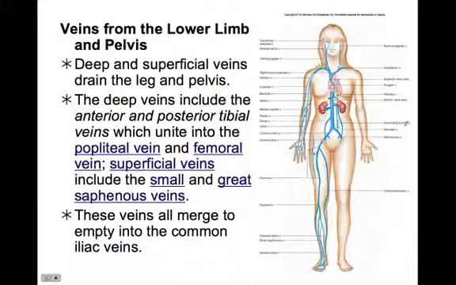Now let's look at veins in the lower limb and pelvis. Again, there are deep and superficial veins. The deep veins include the anterior and posterior tibial veins, which unite to form the popliteal vein and the femoral vein. The superficial veins include the small and great saphenous veins. All of these veins merge to empty into the common iliac vein.